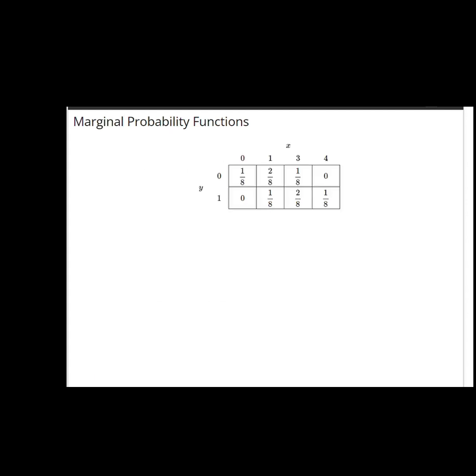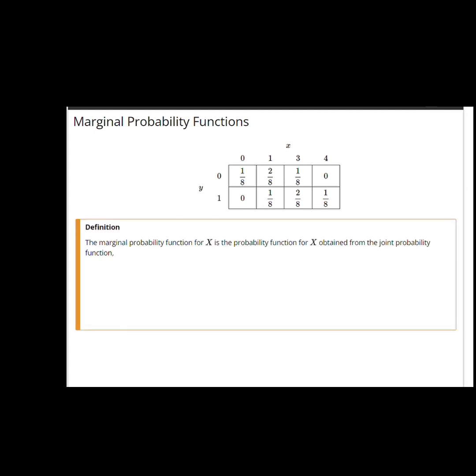Marginal probability functions. In the last example, we obtained the distribution of y by adding up the probabilities corresponding to a given value of y equal to 0, all the probabilities in the first row of the matrix for the joint probability function. And when we took the sum of the values in the second row, that gave us the probability that y was equal to 1.